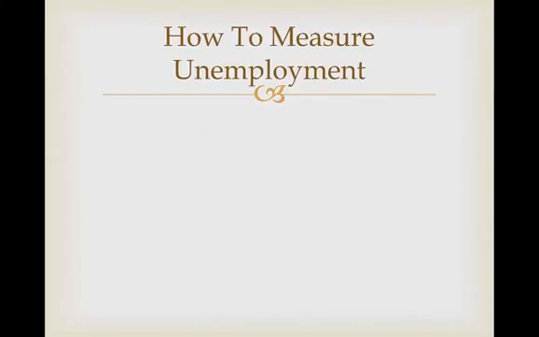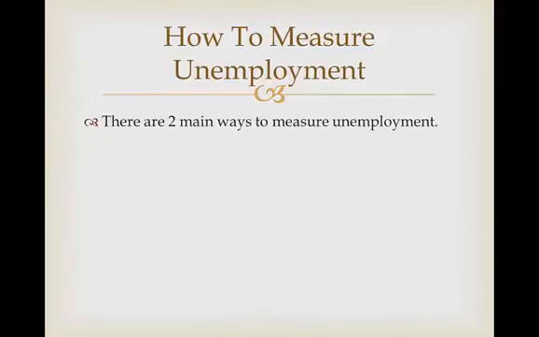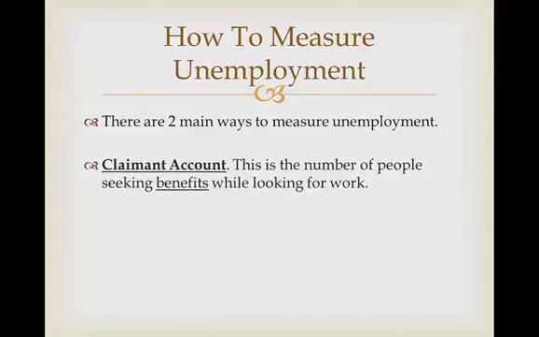Now we're going to have a look at how we can measure unemployment. There are two main ways in which we can measure unemployment. The first is a claimant account, and this is the number of people who are going to be seeking benefits while they're looking for work in what we call frictional unemployment. So this basically states that if there are X amount of people that are seeking benefits, this should be the amount of people who are seeking work.